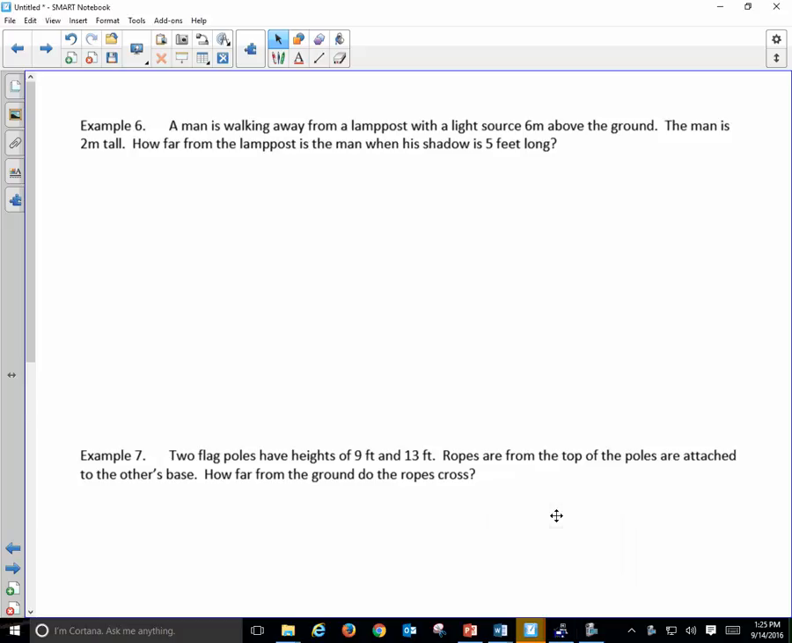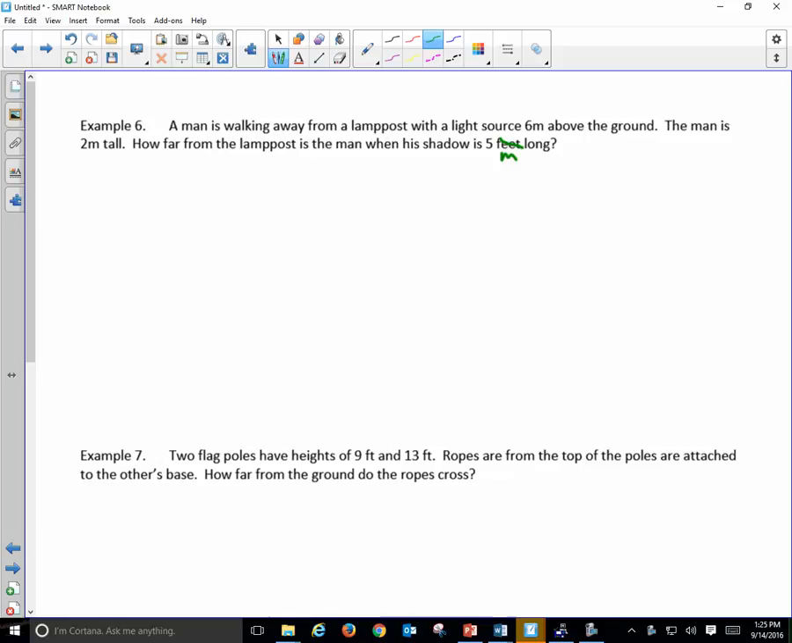So we've got a man walking away from a lamppost with a light source 6 meters above the ground. The man is 2 meters tall. How far from the lamppost is the man when his shadow is 5, we'll say, meters long as opposed to feet? That would make it a lot more difficult if we were converting. We just won't do that.